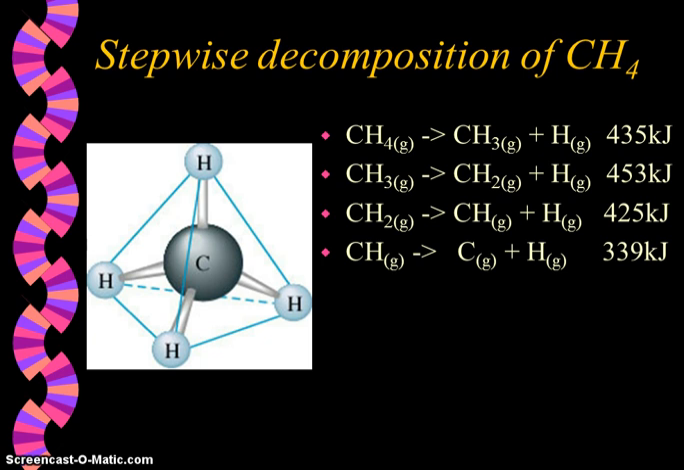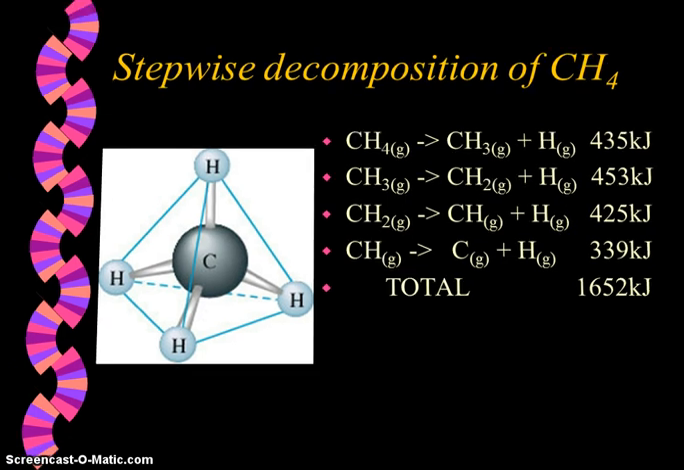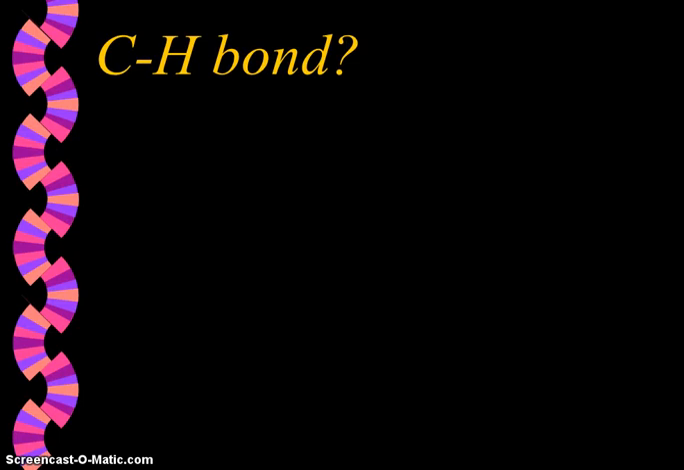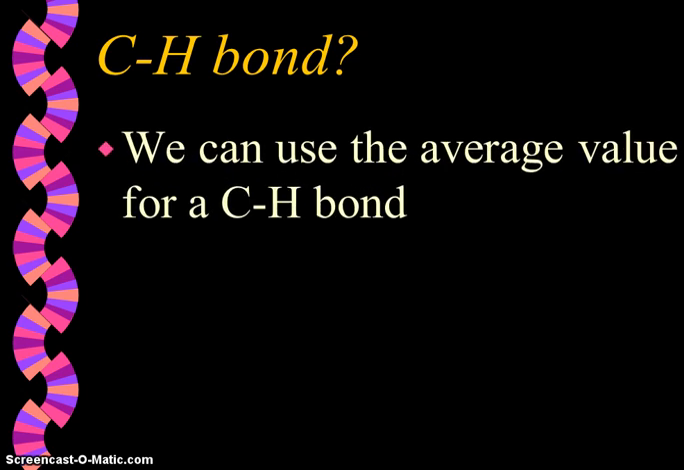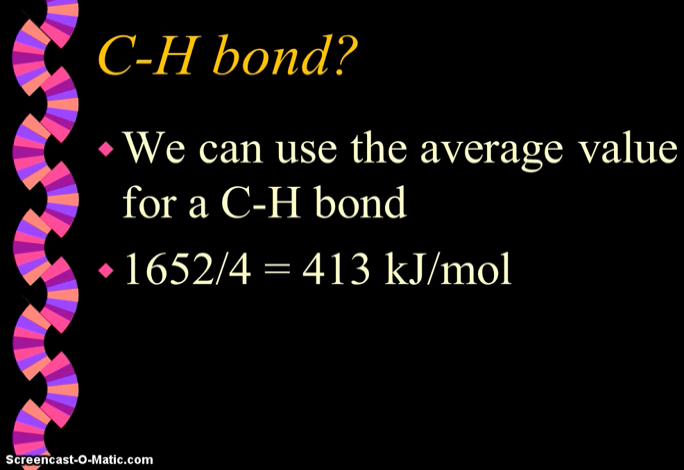Now let's notice that each of those values is a positive value because we have to add energy in order to break bonds. But they're not all the same value. If we were to add them all together, the total amount of energy that would have to be added in to break all four of those bonds is 1,652 kilojoules per mole. So what do we know about carbon-hydrogen bonds? They're not all the same. But what we can do is we can average those four values together. Take that 1652 divided by 4, and we're going to get an average bond energy of 413.